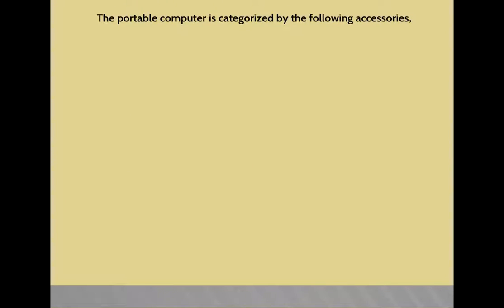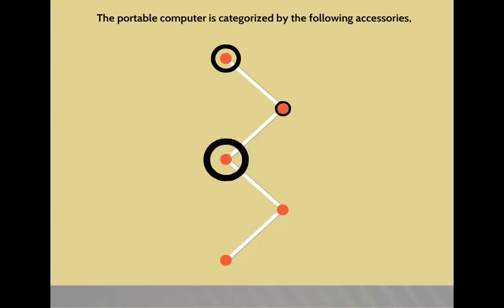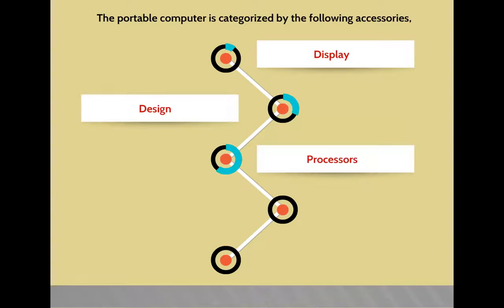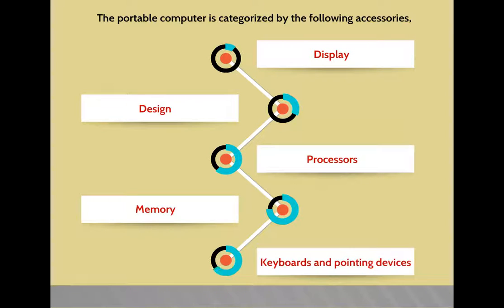The portable computer is categorized by the following accessories: display, design, processors, memory, keyboards and pointing devices.